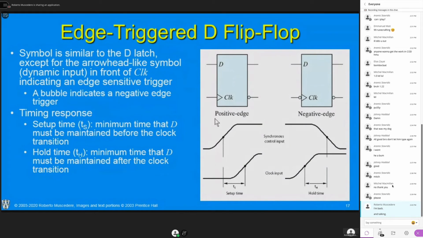With the setup time, we have to make sure our input is stable within so much time before our clock switches. Otherwise, there's a chance that when our clock switches, we're going to get this value here as opposed to this value here. That's what gets captured, and that would certainly be no good.